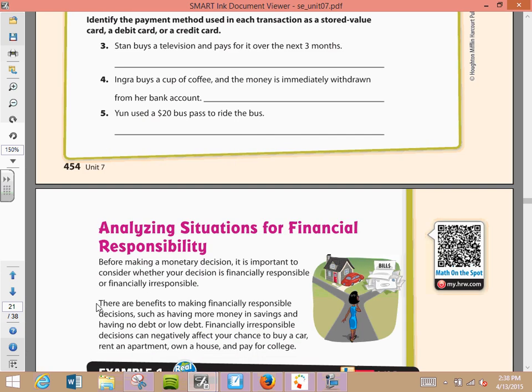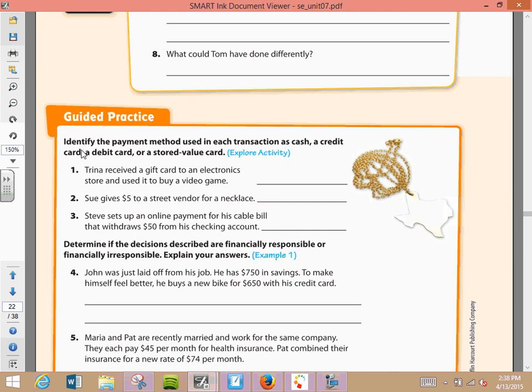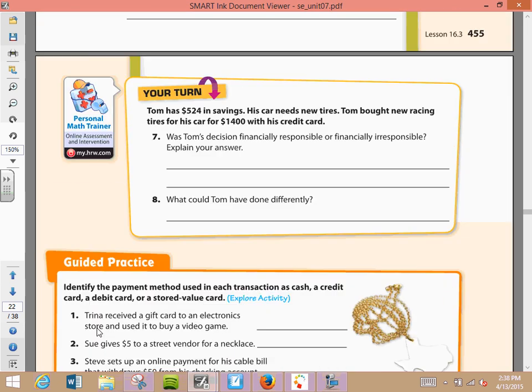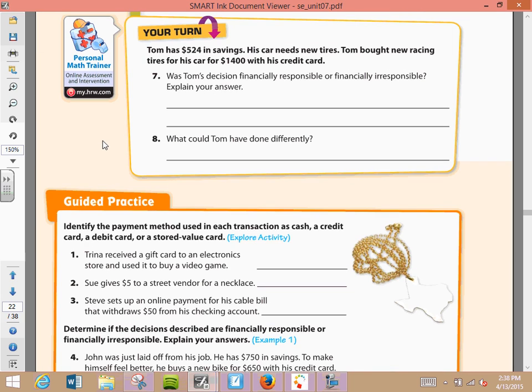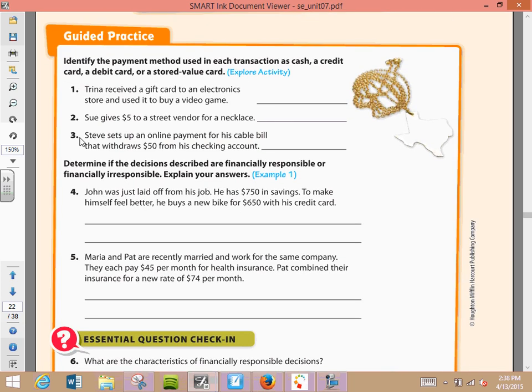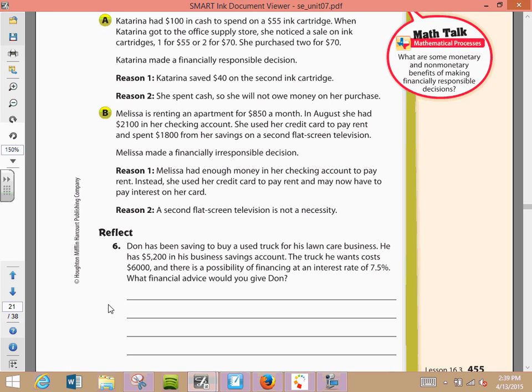Let me see which one I gave the other kids. This one, number 7 and number 8 for page 456. And the explore the activity. Guys, it's about 6 problems total. Page 456. This right here, your turn, 7 and 8. And the guided practice. Ask your friends.